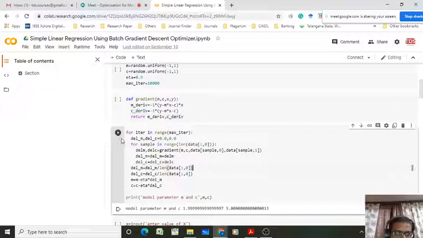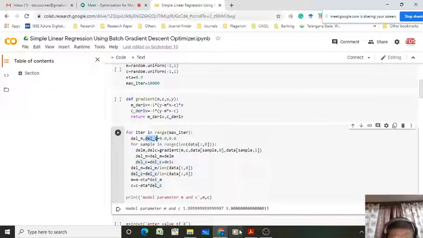You can figure out in the next cell what we are doing. Now here, for iter in range of maximum iterations, this loop will run for the maximum number of iterations, 10,000 times, right? So del m and del c are the gradient of the loss function with respect to m and the gradient of the loss function with respect to c, initialized to 0 initially.